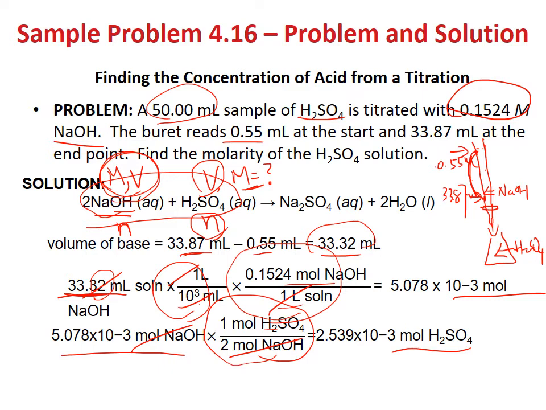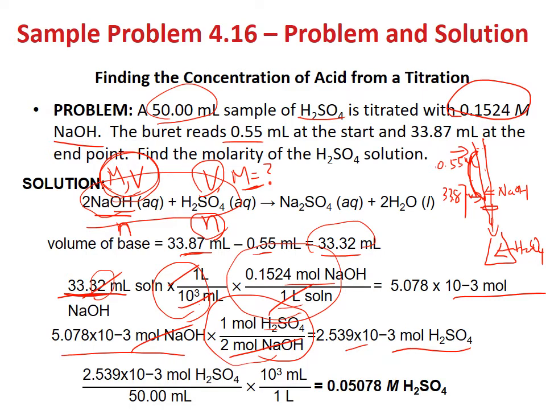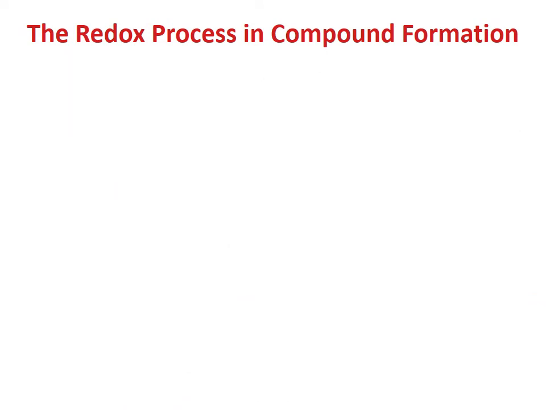Okay. Next, to calculate the molarity, we use moles divided by volume. So here is moles divided by volume. That's the molarity. Note the volume is milliliter. According to the definition of molarity, this should be liter. So we multiply by a conversion factor, 1 liter per 1000 milliliter. So milliliter cancel. That gives you liter here. And that gives you molarity. And the answer is 0.05078 molarity.